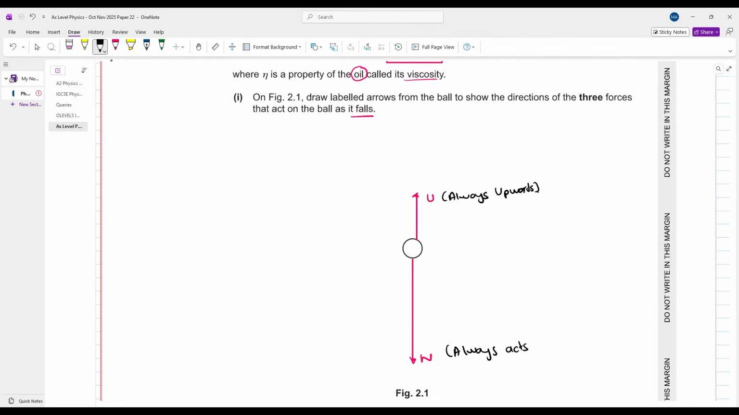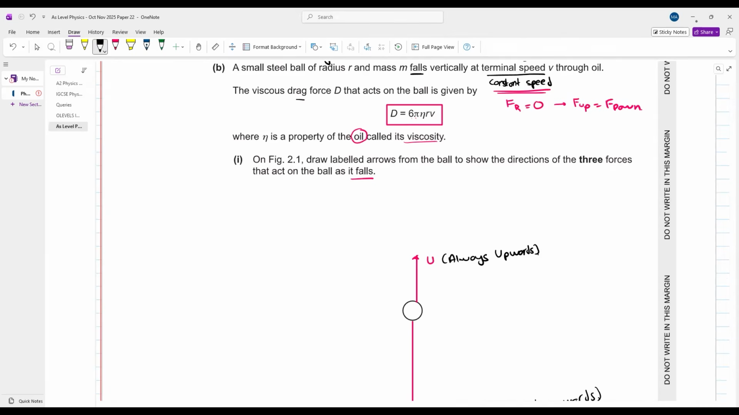Weight always acts downwards. So out of the 3 forces, you already know the direction of 2 in every question. Weight always acts downwards, upthrust always acts upwards. Now the only force that is remaining is the drag force. Sir, what will be the direction of drag force? Now remember a key point.